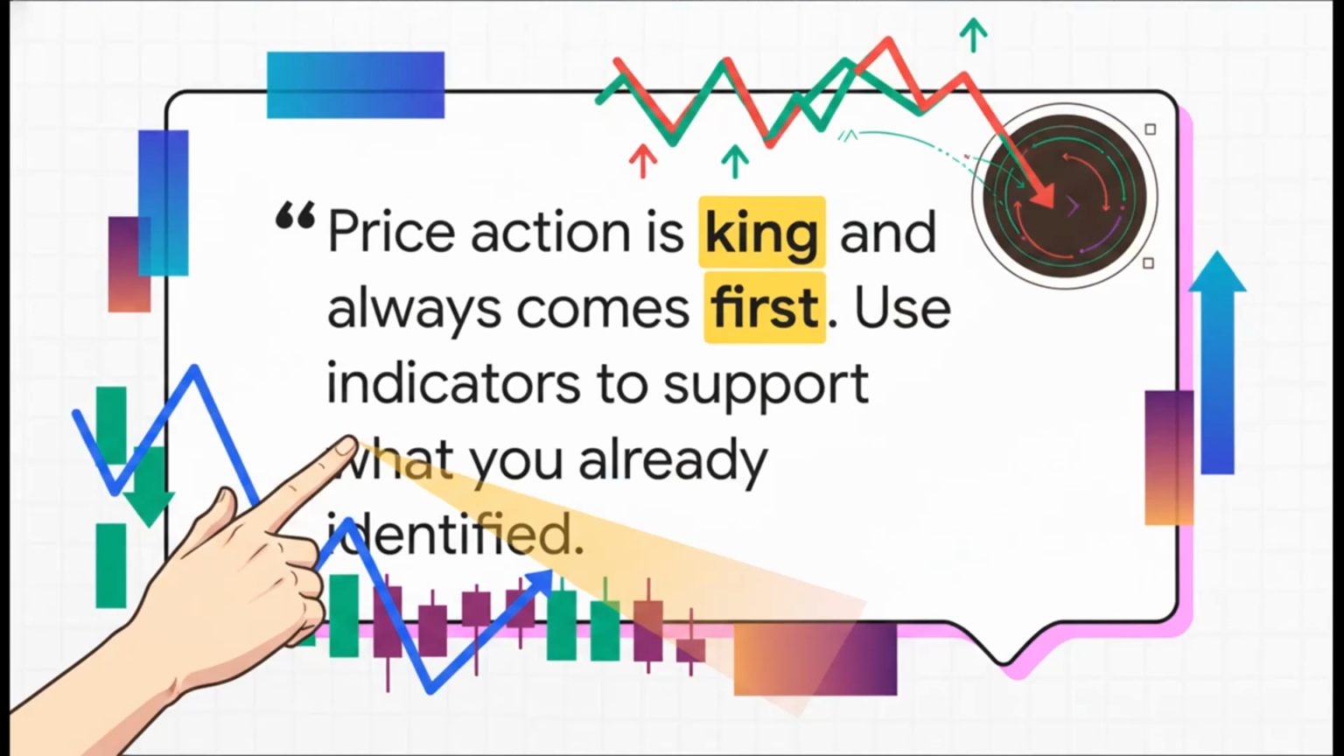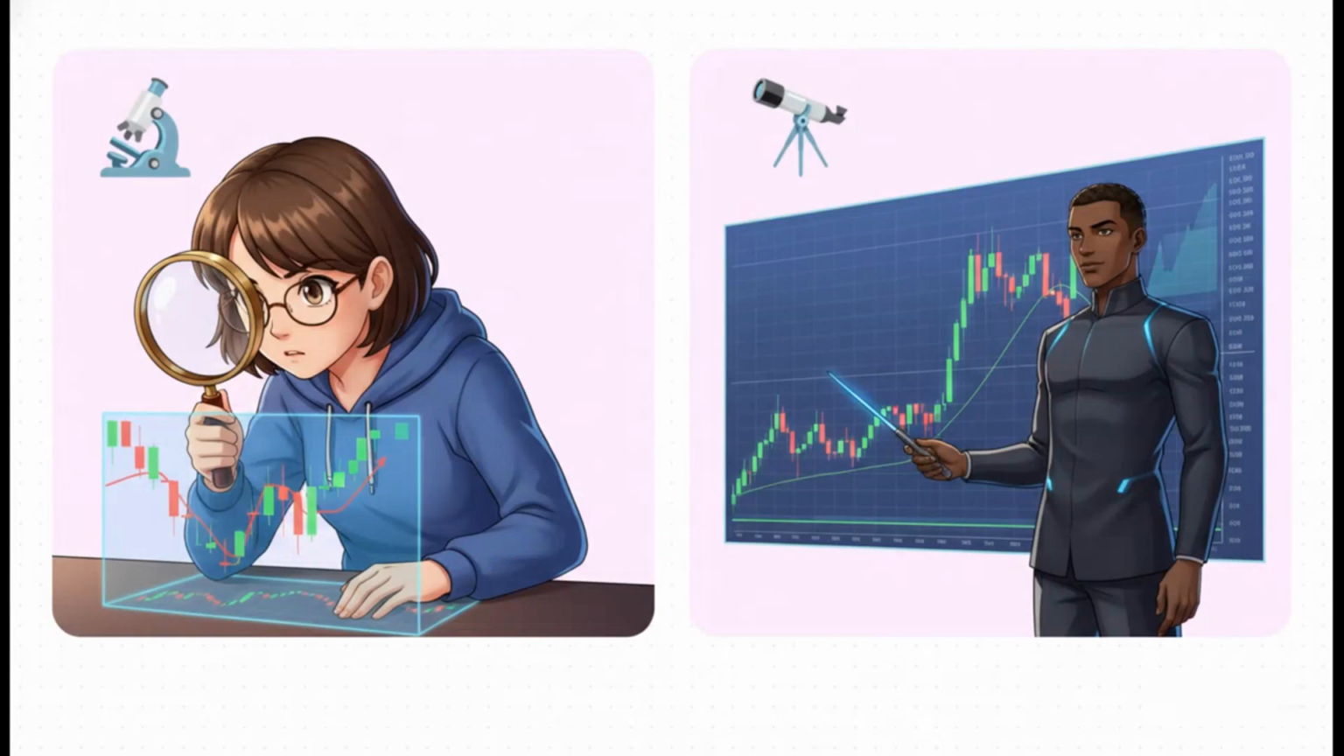Price action is king, always. An indicator is never the reason you take a trade. It is only, and I mean only, there to support a decision you have already made by looking at the price chart itself. This is really the difference between small picture and big picture thinking.